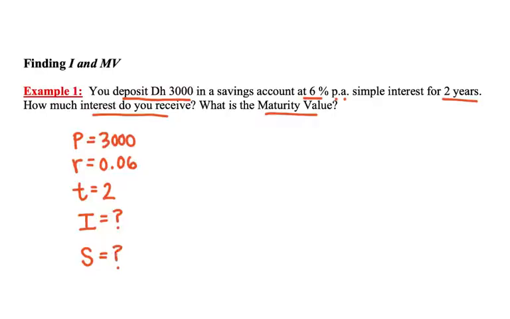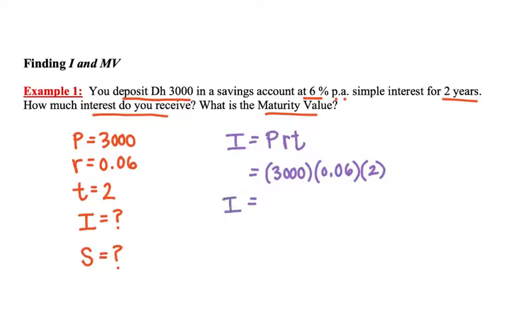The maturity value is S. The formula we will use, the first formula, I equals P times R times T. And so we will get 3,000 times the rate 0.06 times the time, which is 2 years. When we plug that into our calculator, we will get 360 dirhams in interest.